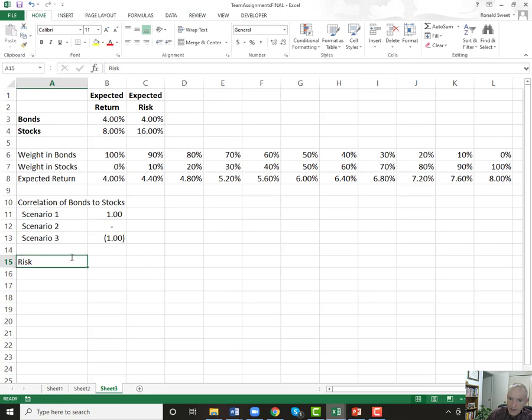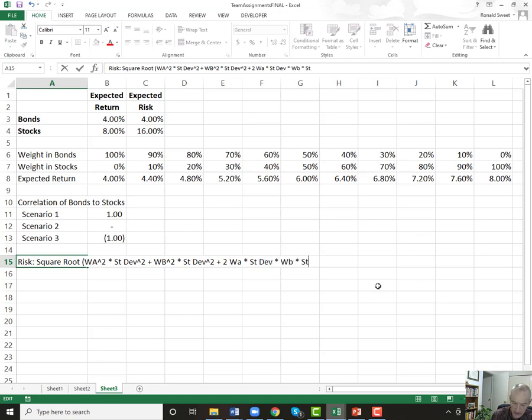Well, remember the risk is the square root of the weight of A squared times its standard deviation squared, plus the weight of B squared times its standard deviation squared, plus 2 times the weight of A times the standard deviation of A times the weight of B times its standard deviation times the correlation of A and B.